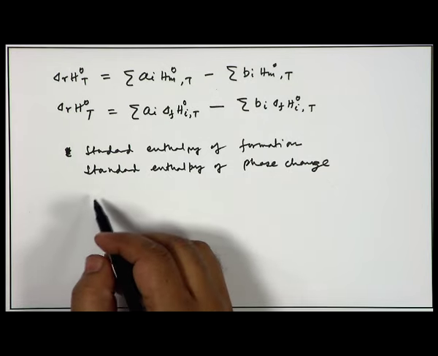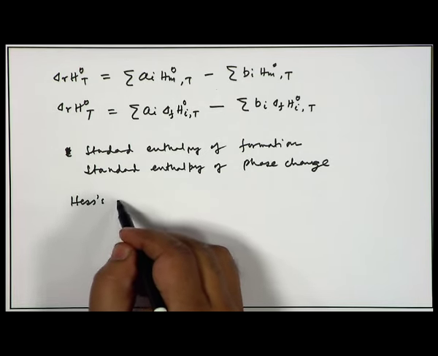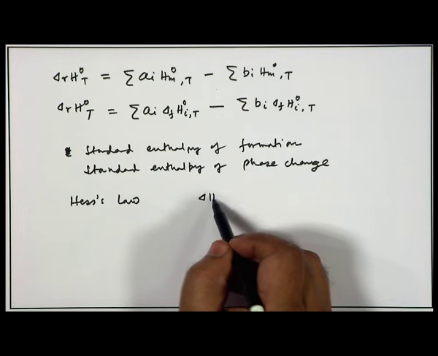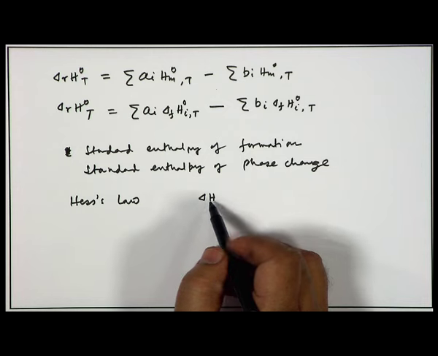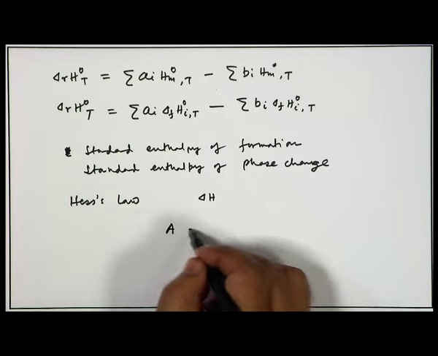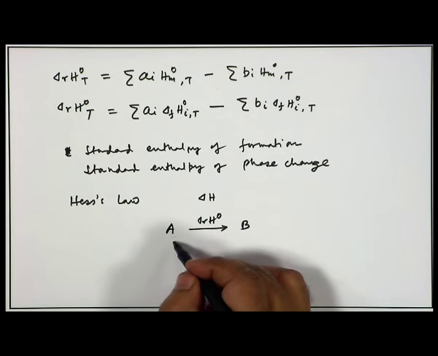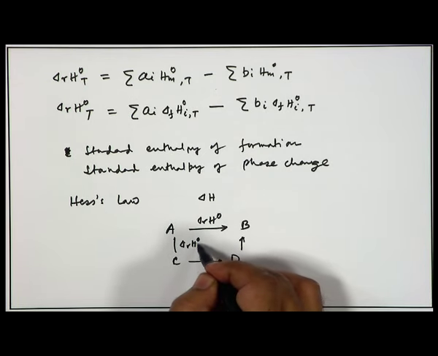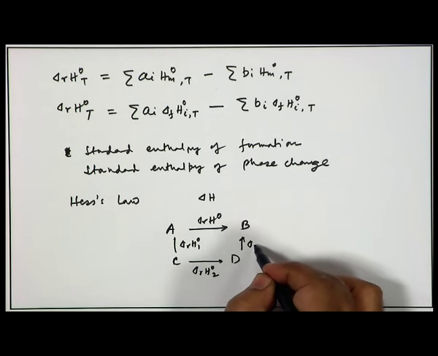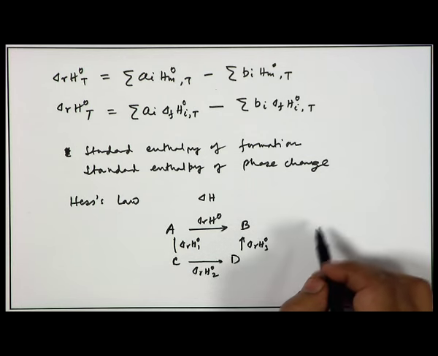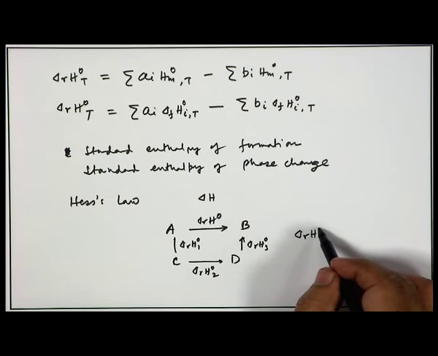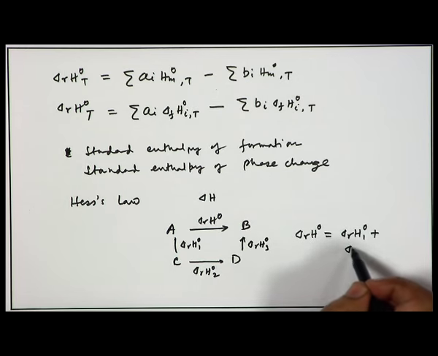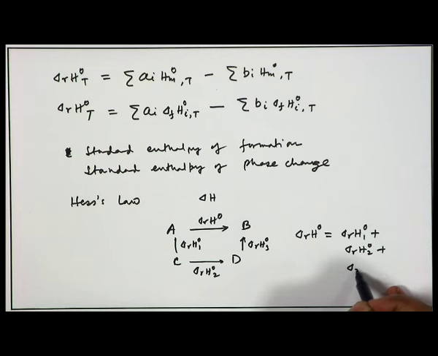We also talked about Hess's law in the last lecture, where we take advantage of del H being a state function, which depends only on the initial and final state. We can break down a reaction of A to B into as many steps as we want. So if these are del_R H naught 1, del_R H naught 2, and del_R H naught 3, then the standard heat of reaction for the overall reaction can be written as the summation of the individual reaction steps.